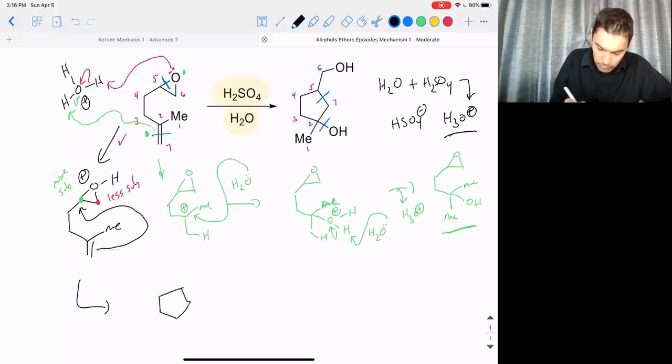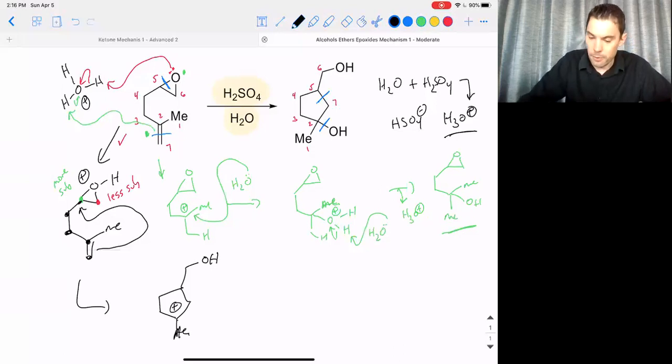Okay, so now we would generate our carbocation in a 5-membered ring. If I count, it should be 1, 2, 3, 1, 2, 3, 4, 5. So we get a 5-membered ring out of that. Then we would have our alcohol dangling off, our methyl group down, and now we have a carbocation at that site.